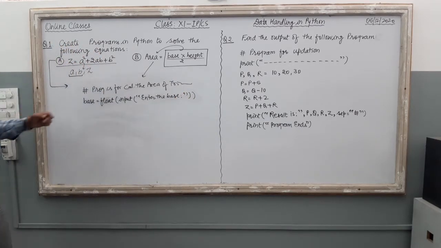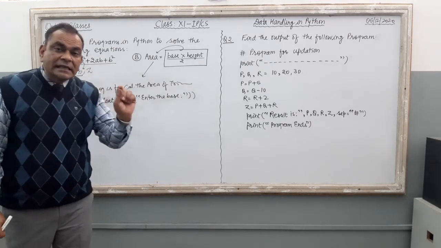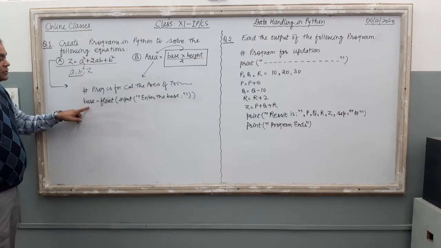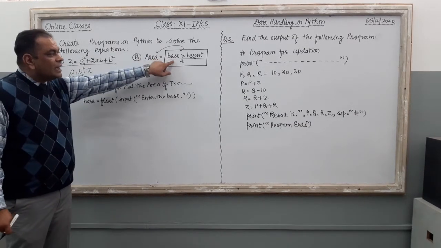This is the message with the float. Float means if the user enters a decimal value, then it is also acceptable by your program, and the decimal value is stored in this base variable. So we have taken the value of the base variable.